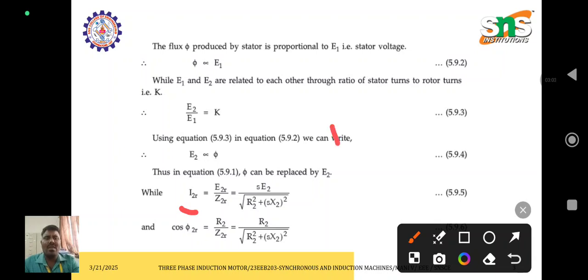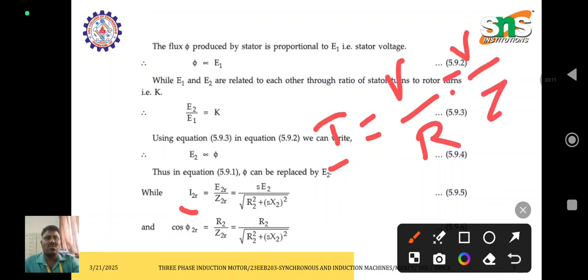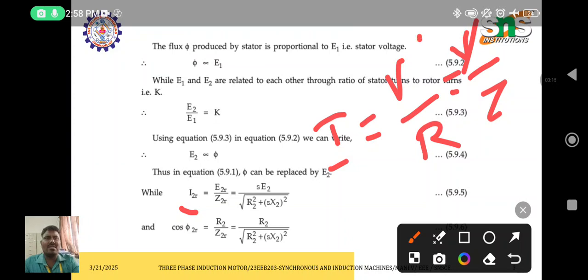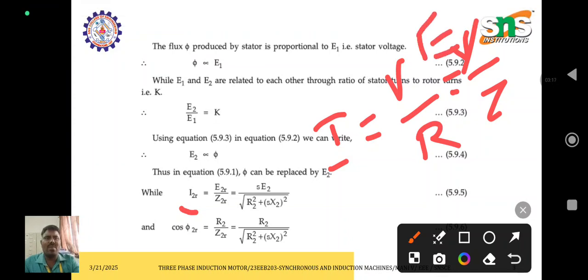The general formula is I equal to V by Z. It is V by R in DC, and in AC it is V by Z. Instead of V, we can write the induced EMF E, so it is E by Z. E is nothing but the induced voltage in the rotor, because I2R is the current in the rotor. Therefore it is the induced EMF in the rotor divided by the impedance in the rotor. So I2R can be rewritten as slip into induced voltage E2 divided by Z, where the impedance Z is equal to root of R2 square plus S X2 whole square.